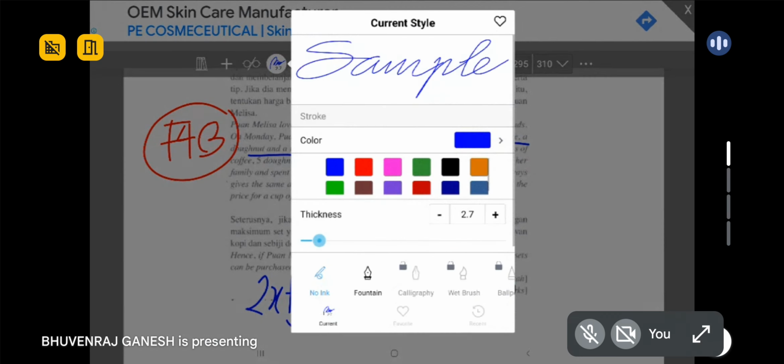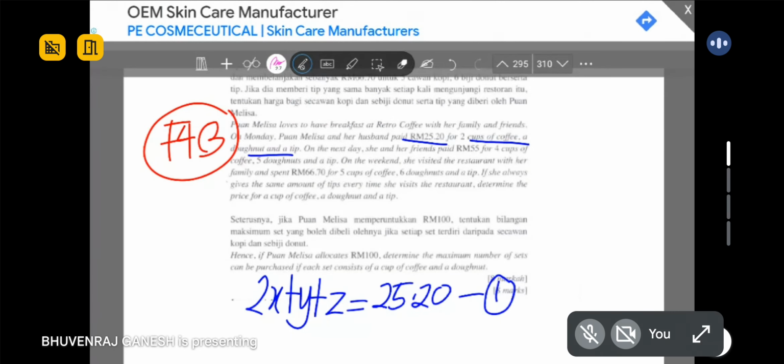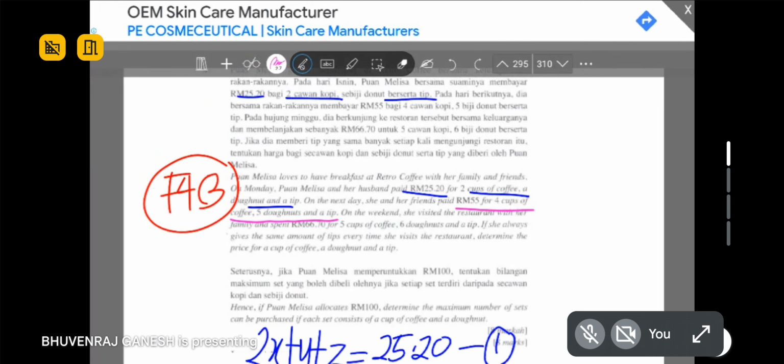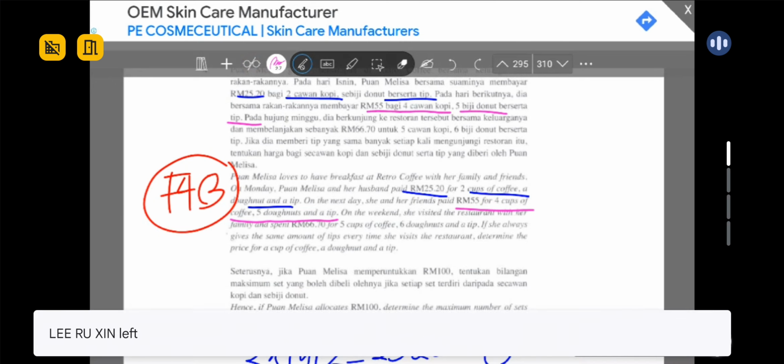Okay, so this is first. Second, can you all tell me persamaan yang kedua? So you see over here, this one. Wait, all this second equation. So it's better if you guys can highlight, easier to see. Senang nak nampak.